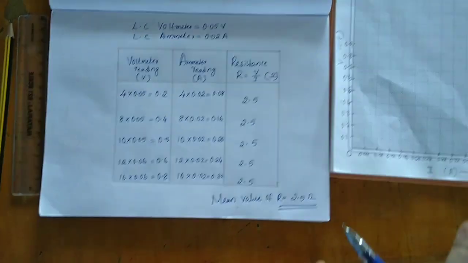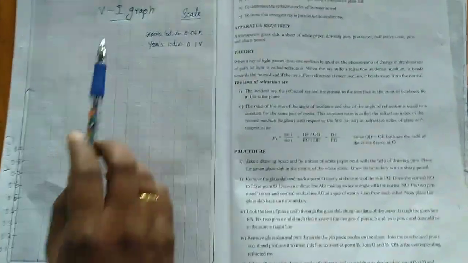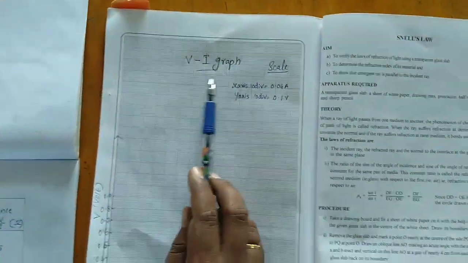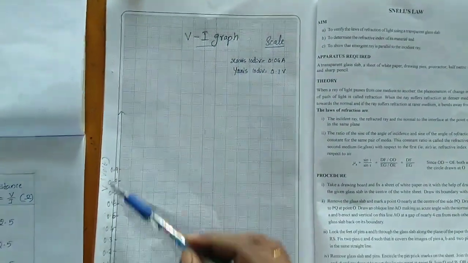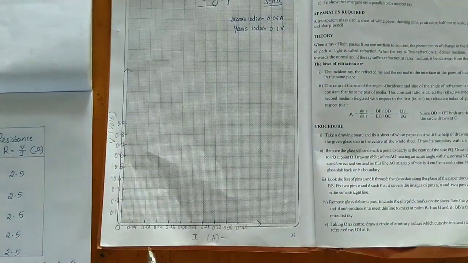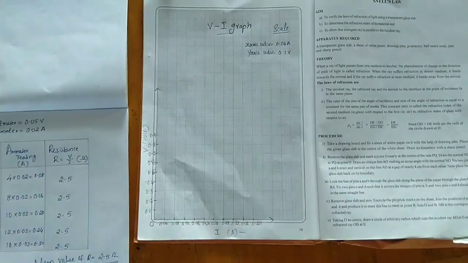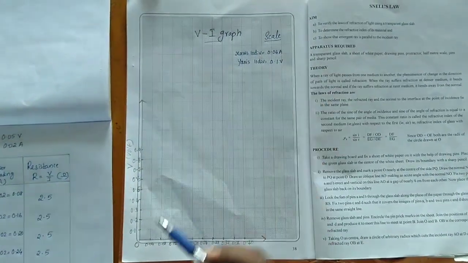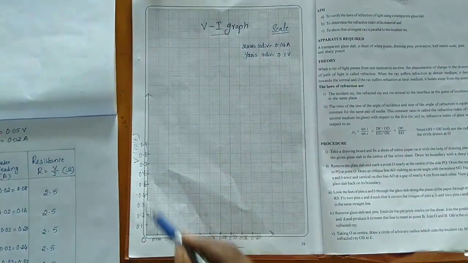Then we are going to discuss the graph. I will show how the graph is drawn. The name of the graph, VI graph, I wrote on the top of the graph sheet, because we take V along the y-axis and I along the x-axis. Then I should take the scale. Scale means how I am taking the values in this graph.